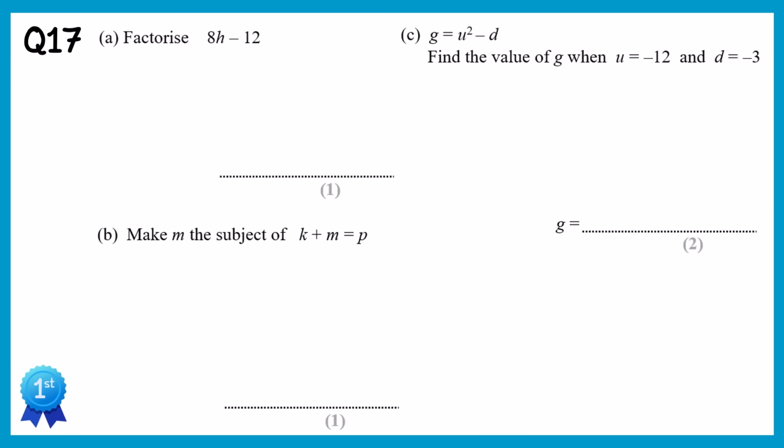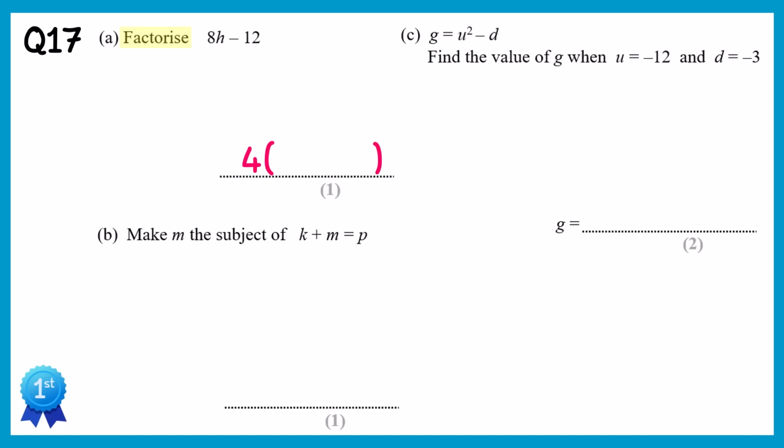In the first part of this question, we need to factorize, which means we need to put it into brackets. We do this by looking at the highest common factor of all of the terms. Looking at the terms, we've got 8h subtract 12. The highest common factor of these is 4. So we can take a 4 outside of the brackets.